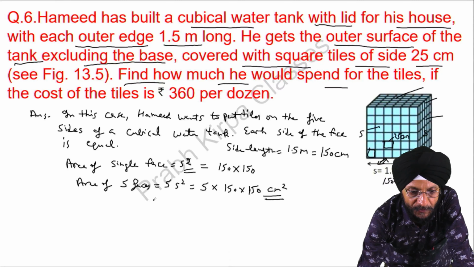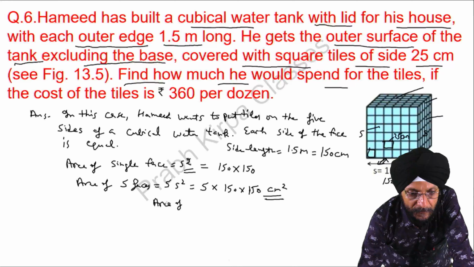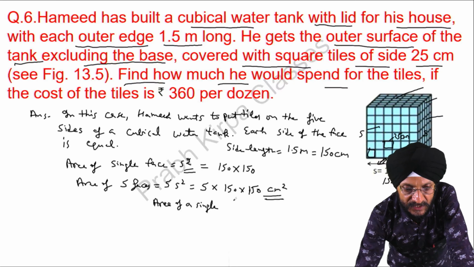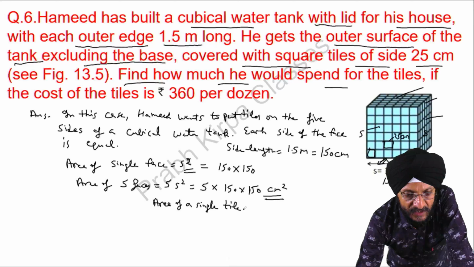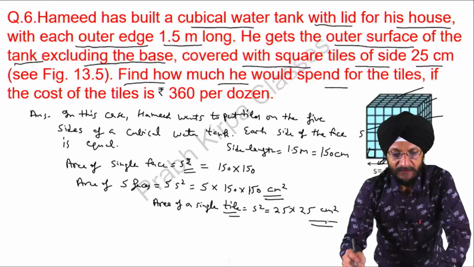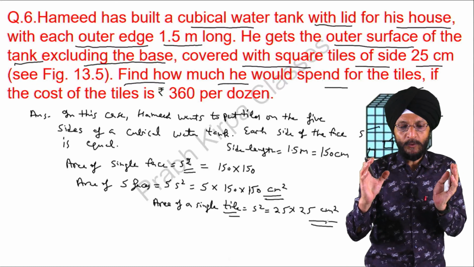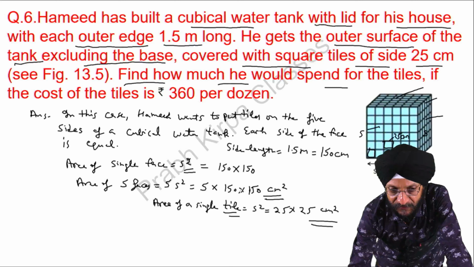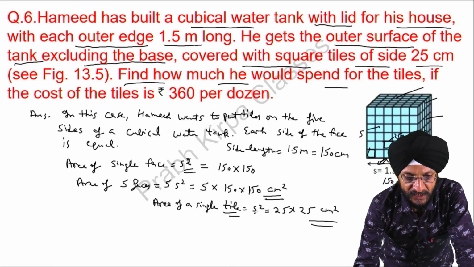So what is the area of a single tile? Because the tiles will be put up on all the sides. What is the area of a single tile? Area of a single tile is again s square. What is the value of s in case of the tile? It is 25. So 25 into 25 is the area of a single tile. Now what have we calculated so far? We have calculated the area of 5 faces. It is 5 into 150 into 150, and the area of a single tile.